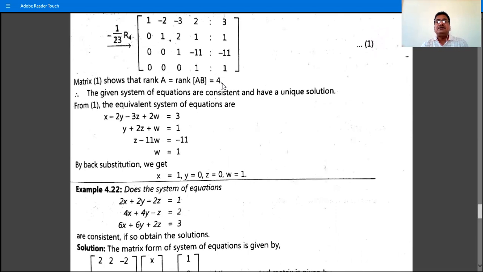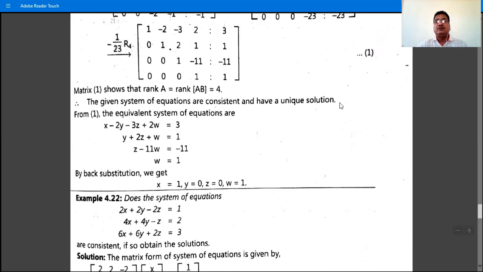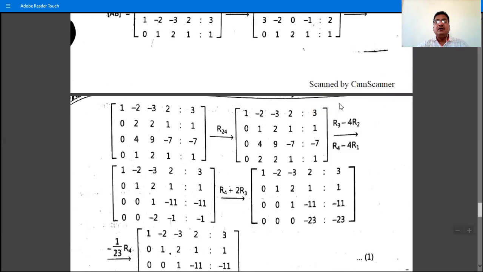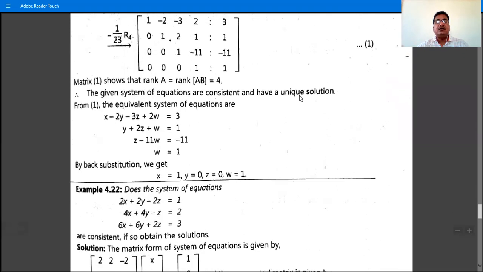the number of variables of the system, and therefore the system has a unique solution, because we know that a non-homogeneous system is consistent if rank of A and rank of AB are equal. And if this number is equal to the number of variables in that system, then the system has a unique solution, exactly one solution. And we have to find the solution.